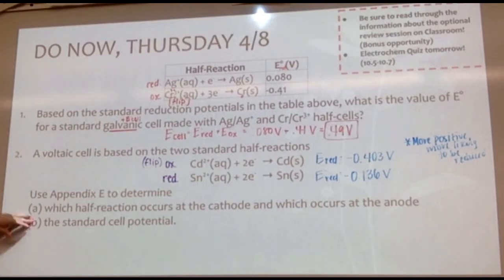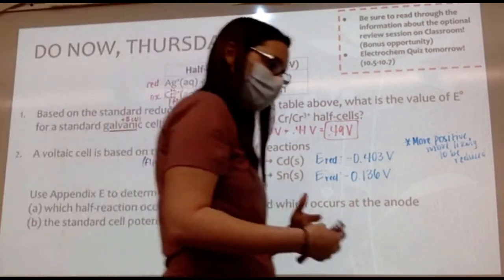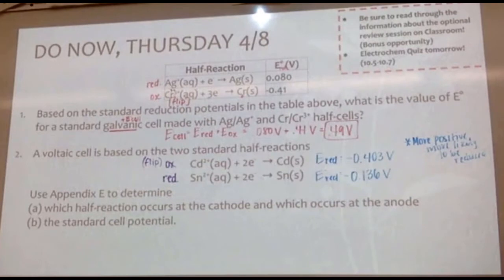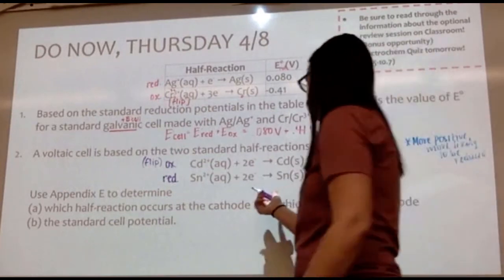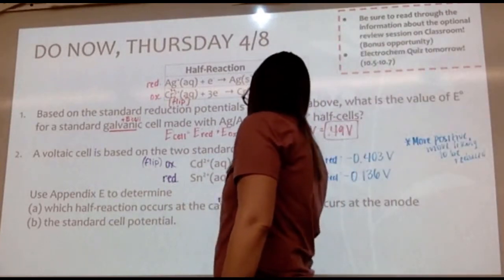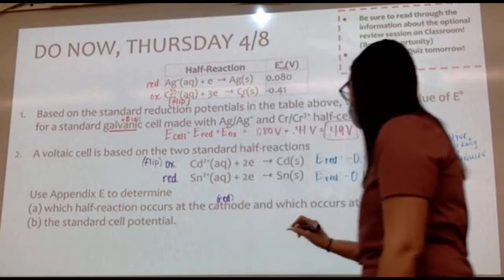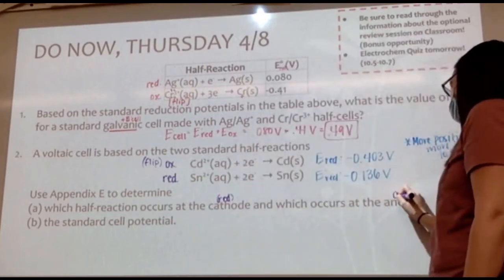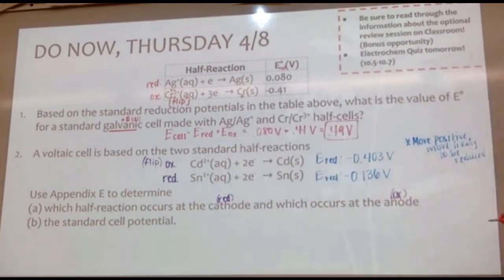So for part A, which half reaction occurs at the cathode and which occurs at the anode, this is letting us review voltaic cells a little bit more. Remember that the cathode is where reduction takes place. The anode is where oxidation takes place.